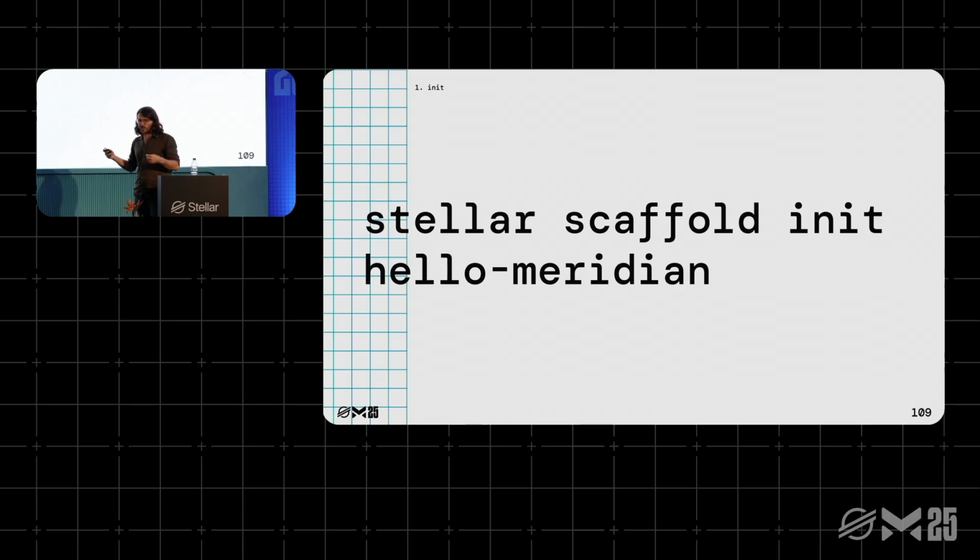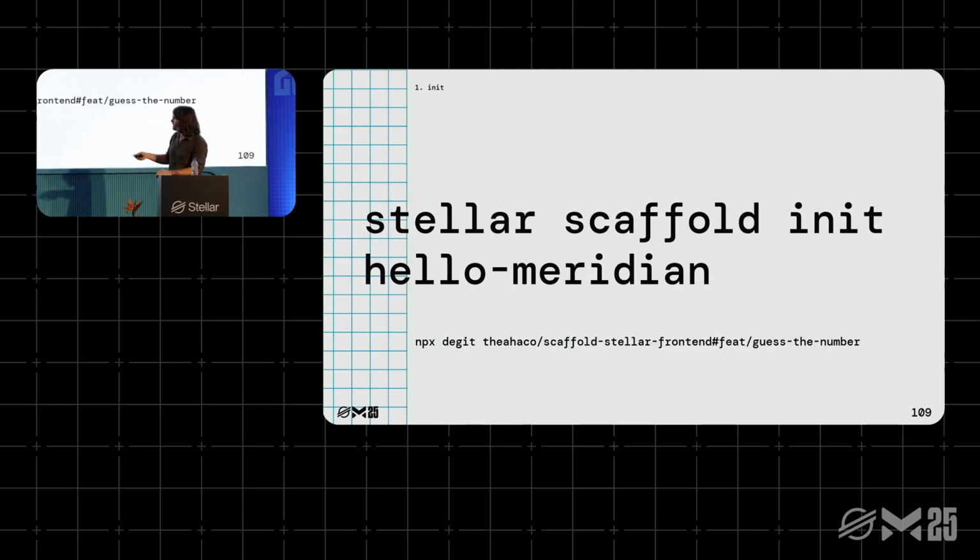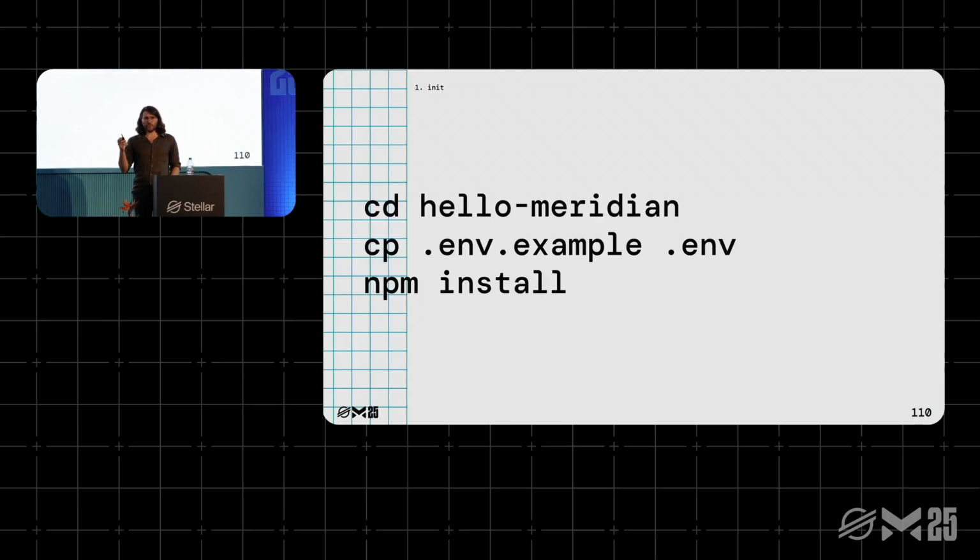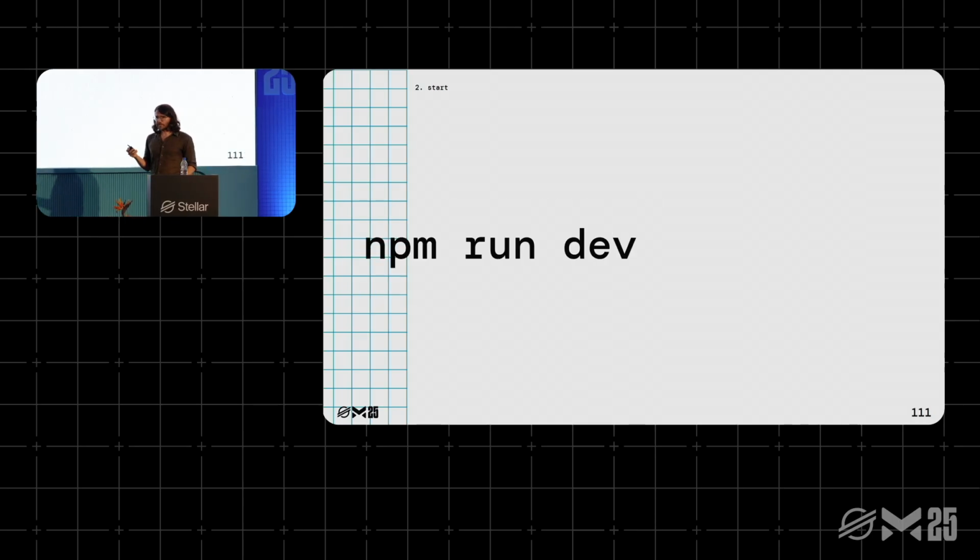There's an open source tool called dgit that does the same thing. So you can npx dgit the AHA Co/Scaffold Stellar front end. That's what init would do. But then with dgit, you can get this feature branch, guess the number. All right, change into your new repo, set up your environment variables, install your npm dependencies, run your dev server.